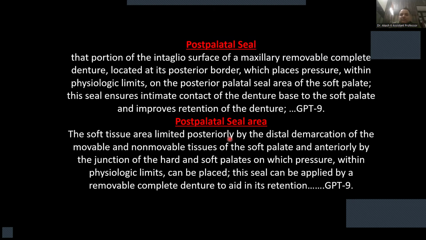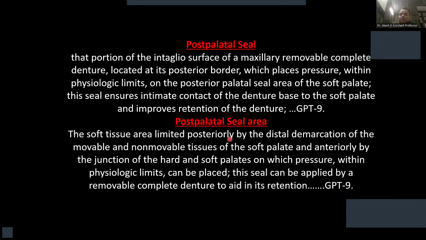So the PPS area is that portion of the intaglio surface of a maxillary complete denture located at its posterior border, which places pressure within the physiologic limit on the posterior palatal seal area of the soft palate. This ensures intimate contact of the denture base to the soft palate and improves the retention of the denture.